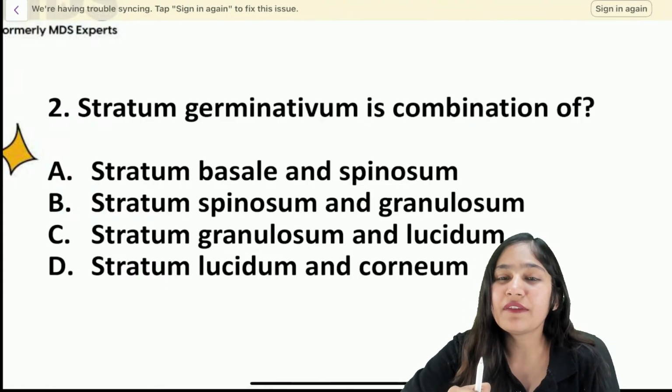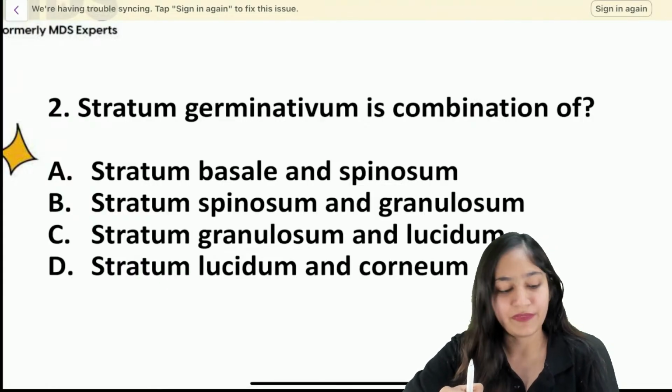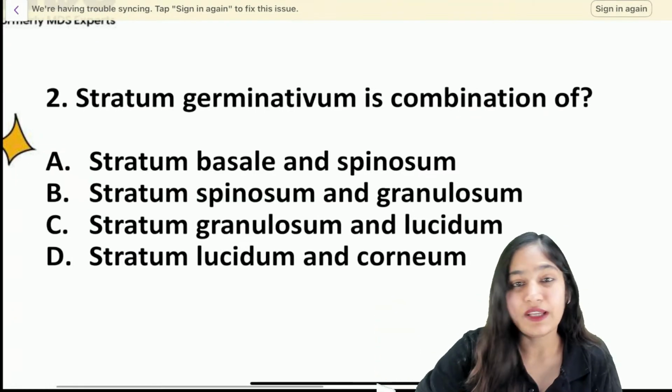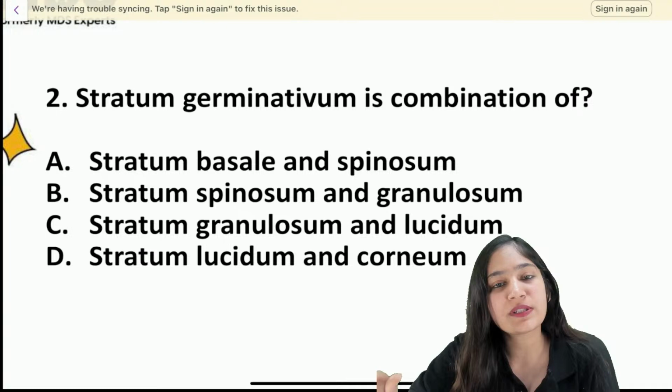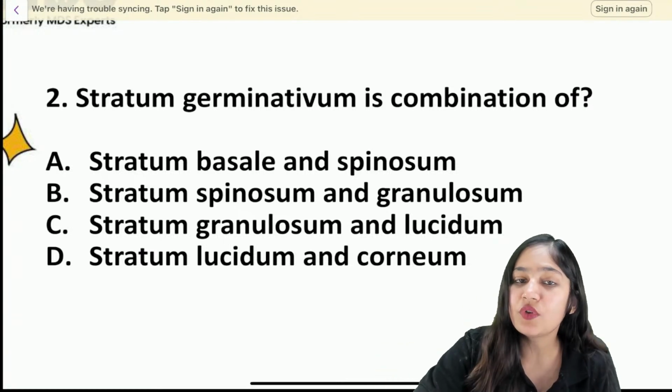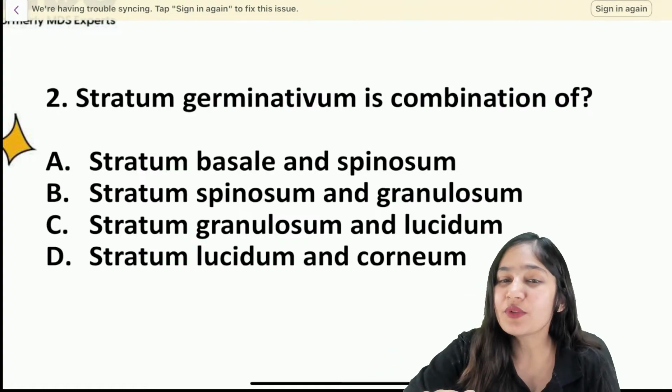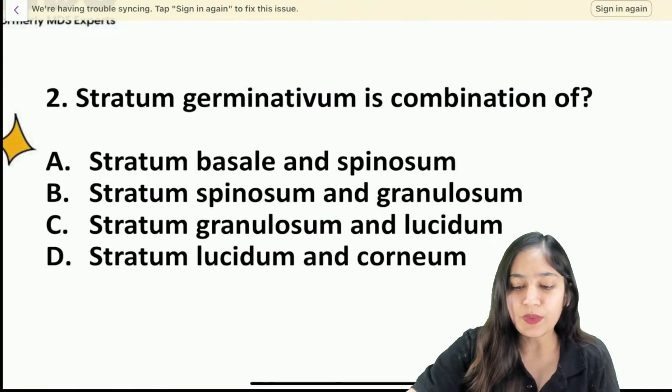Now coming to our next question. Stratum germinativum is a combination of. So what is the correct answer here? Is it stratum basal and spinosum? Is it spinosum and granulosum? Is it stratum granulosum and lucidum? Or stratum lucidum and corneum? So what will be the correct answer here?